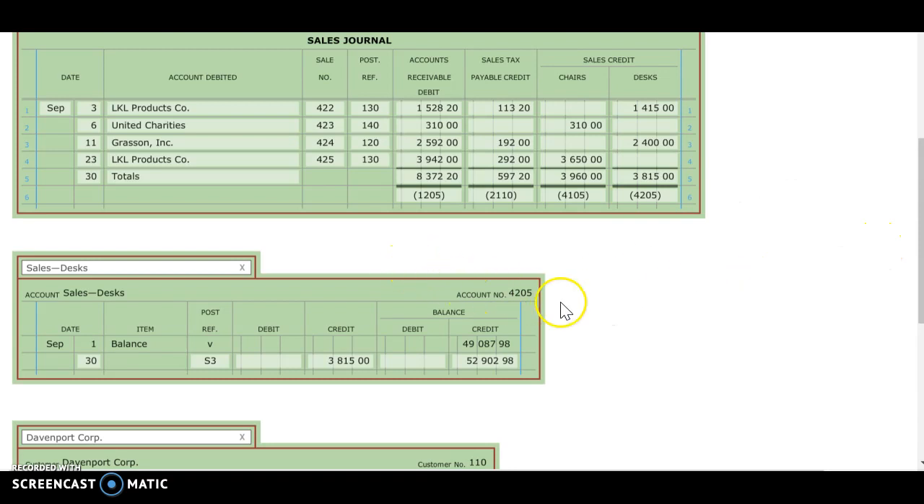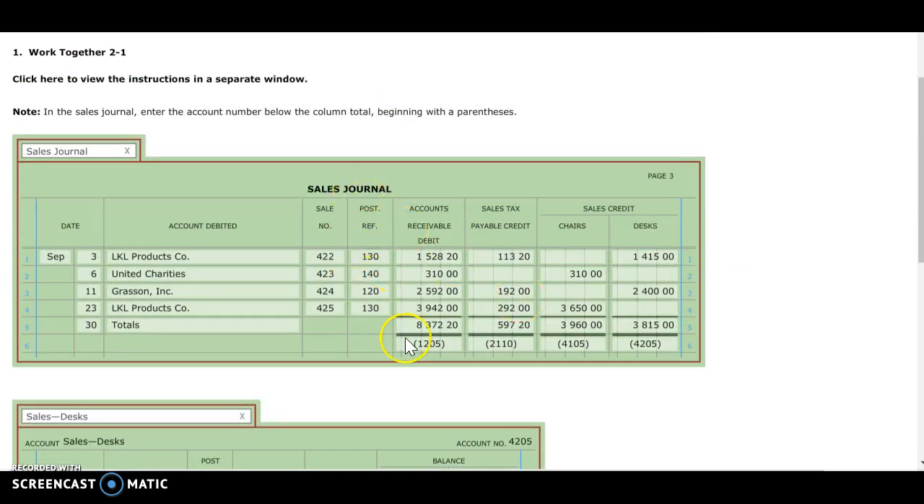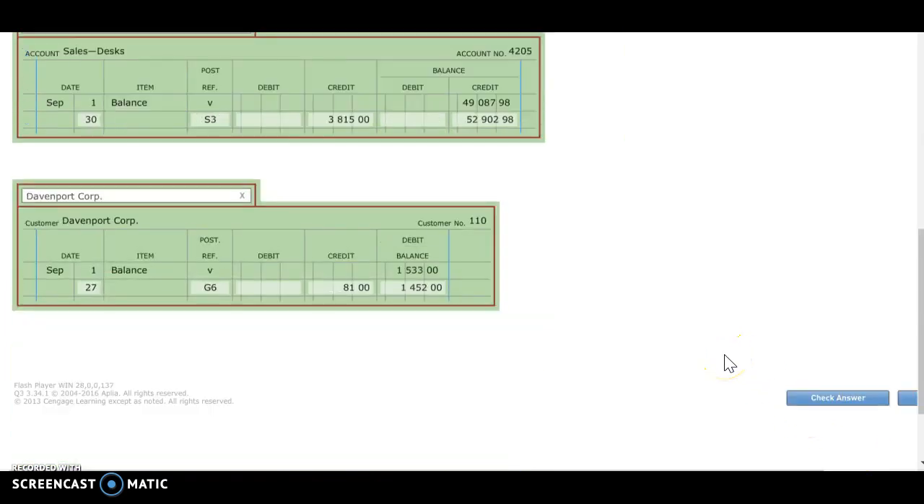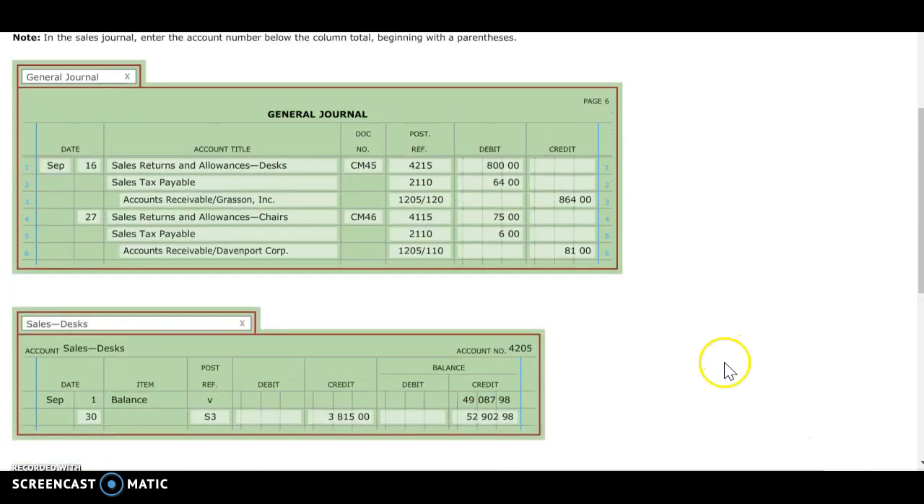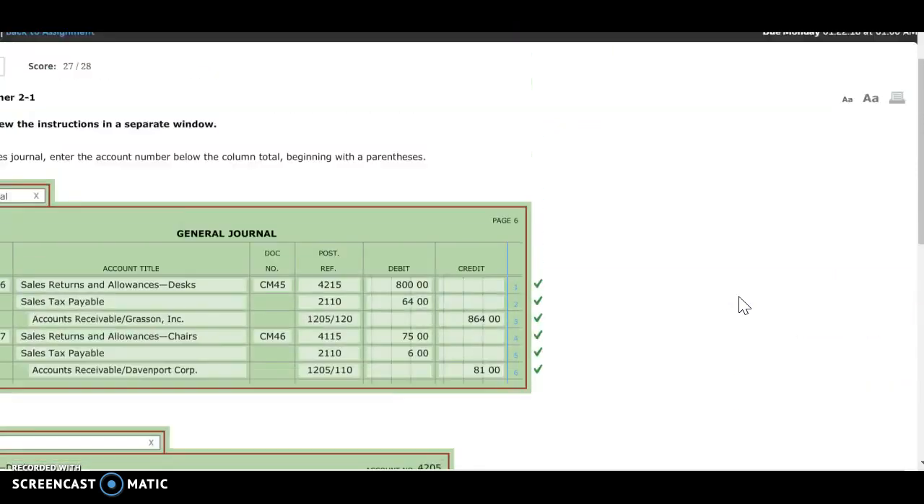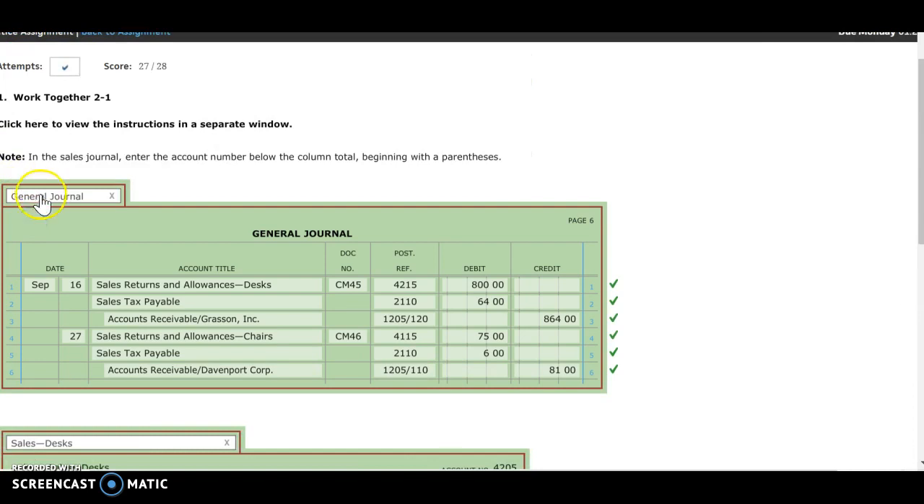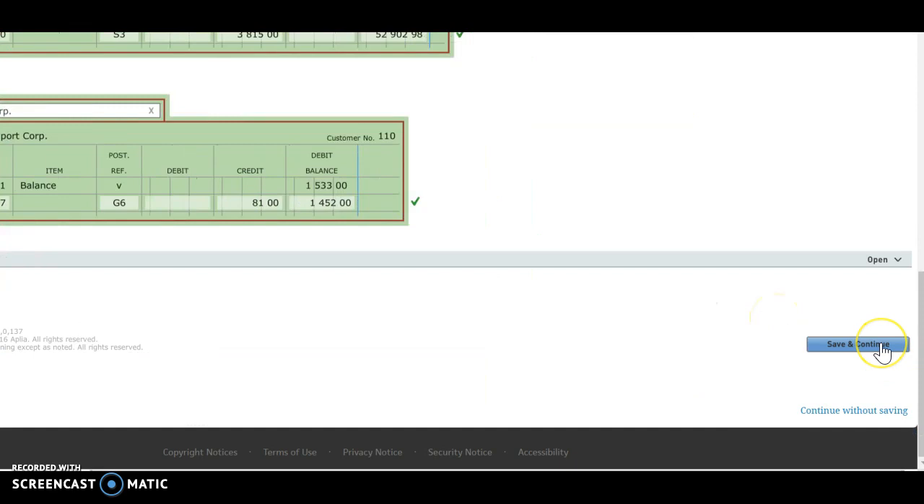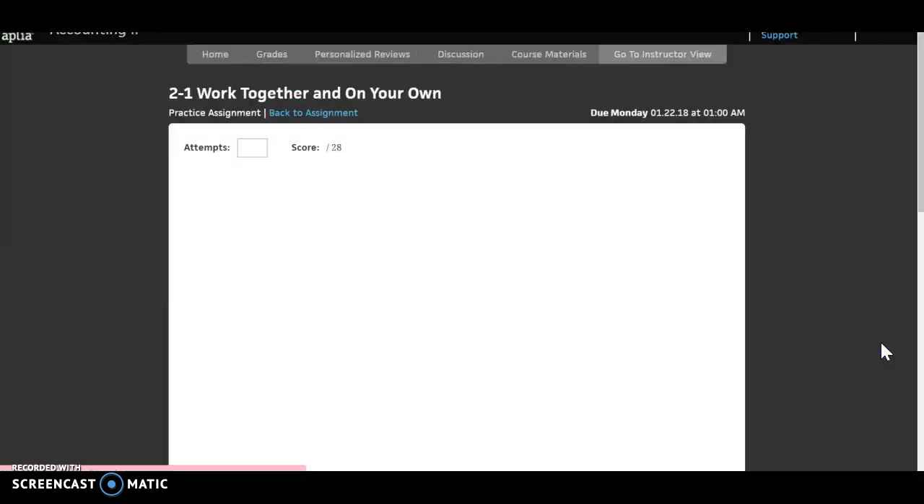Okay, so to check to make sure that we're done posting, we see our post reference column is filled in. We see that we have account numbers underneath all of our totals. I'm just going to double check our general journal as well. We have account numbers in all of our post reference, so that tells us that we are done posting. Okay, so I'm going to go ahead and say check answer. Okay, it looks like we are good. And save and continue. You can now move on to your 2-1 on your own.